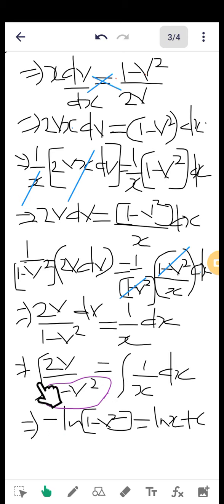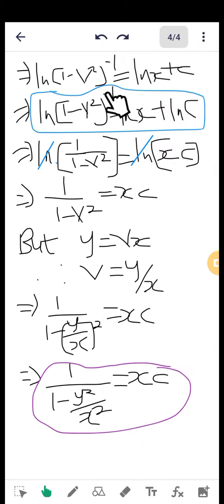Then we know that when we integrate a function and a derivative, we are going to get ln of the function. So this is the function. So we are getting ln of the function. So the negative sign here represents this negative, because when we differentiate this, we are going to get minus 2v, but this numerator is positive 2v, so it will come out and affect my length. Then when we integrate 1 over x, we are going to get ln x plus a constant c.